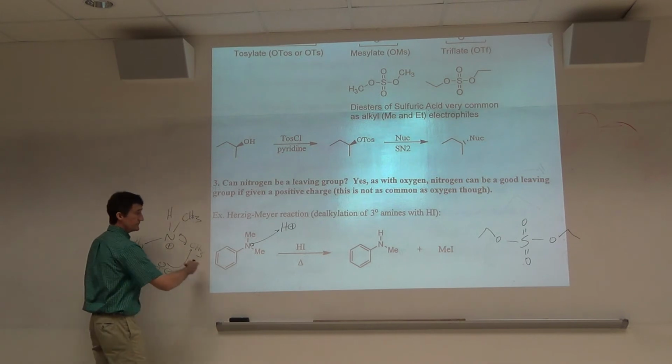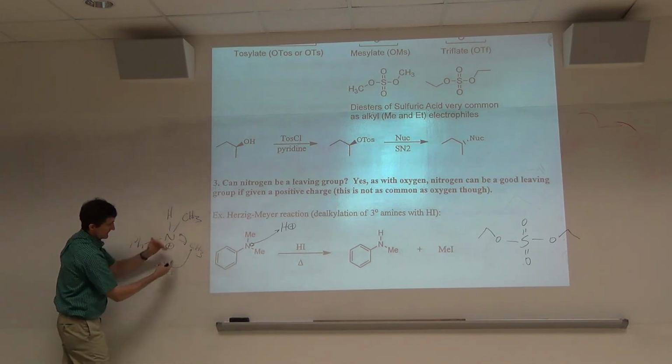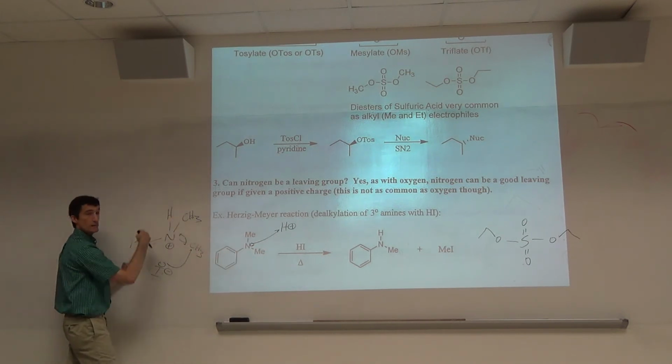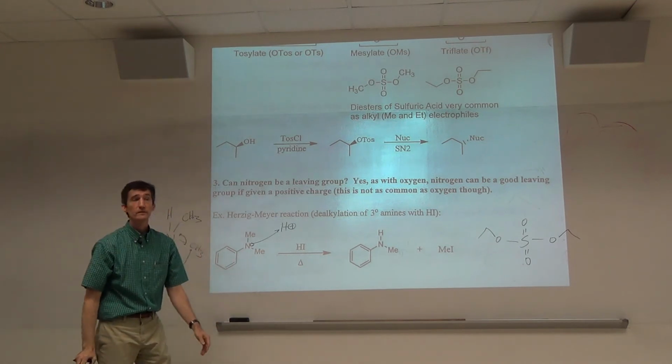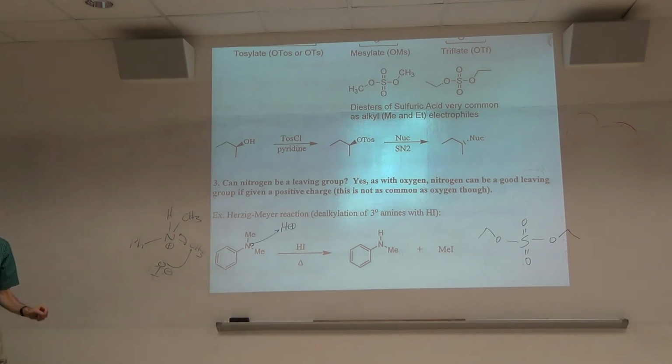There you go. That gives methyl iodide and the neutral nitrogen. Okay? Hopefully you see this is just another example, but this is a case where nitrogen can be a leaving group. How would we rotate that lone pair? What's the idea behind that?